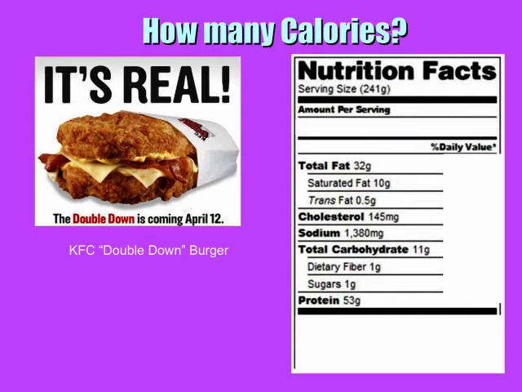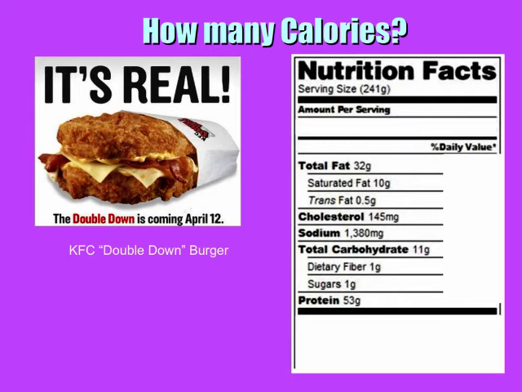Just take the burger and slap it in between 2 pieces of, that's right, fried chicken. And so the KFC Double Down Burger was a burger with bacon in between 2 pieces of fried chicken. And so here you can see the nutrition information for that burger. It contains 32 grams of fat, 11 grams of carbohydrate, and 53 grams of protein. Given this information, how many calories are in a KFC Double Down Burger?